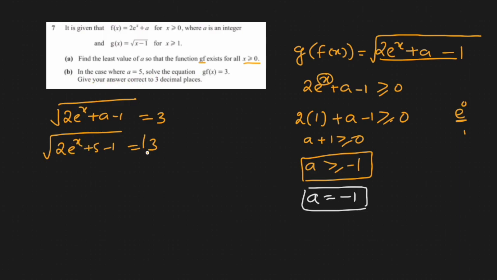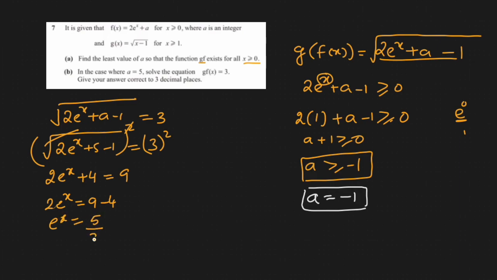Okay, so let's get rid of the square root first. We'll square both sides. So square and square root cancel out. 2e to the power x plus 4 equal to 9. 4 will come to the other side. 2e to the power x equal to 9 minus 4. So e to the power x is equal to 5 divided by 2. So whenever we want to remove the constant e from one side, the other side will become natural log.